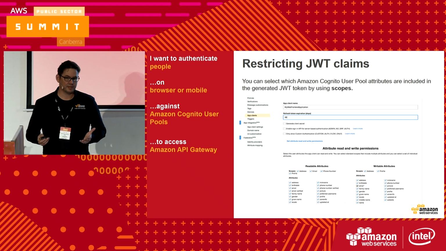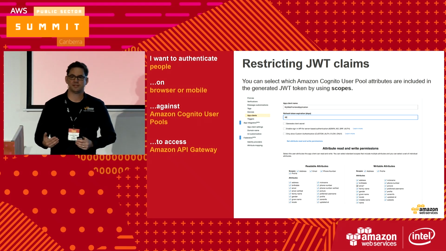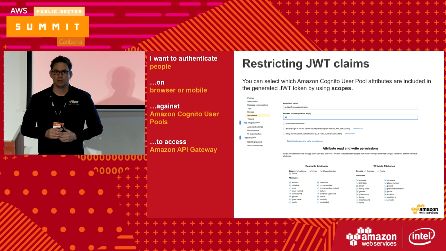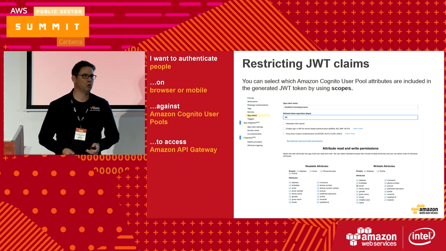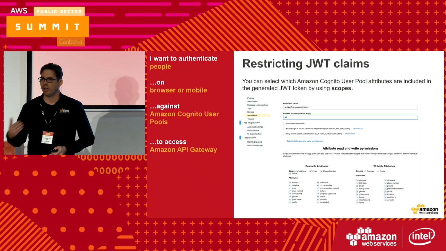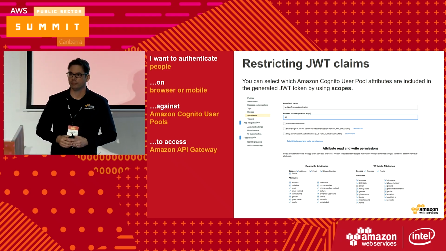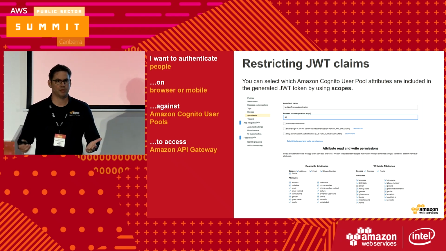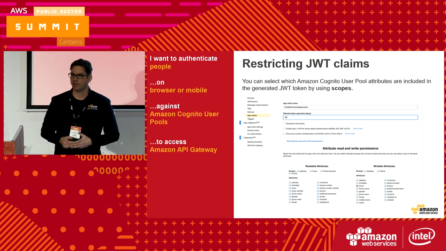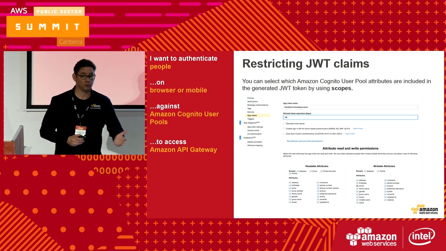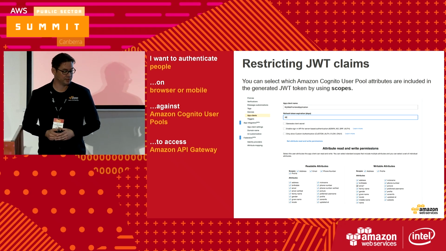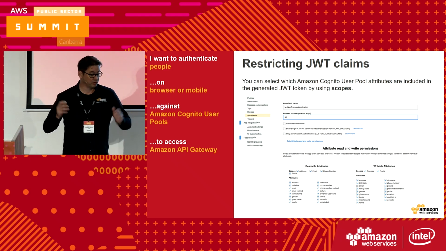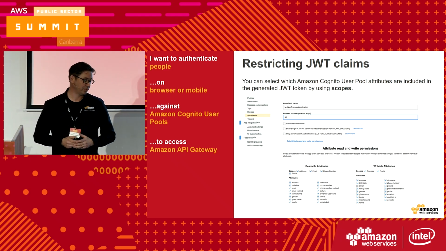You can customize on a per app basis what attributes get exposed in that JWT token. So you've got full control, depending on what your particular use case is, around what you're transmitting over the wire. So if your custom attributes for department, for example, aren't relevant to that particular use case, then you can choose not to include it. So you've got full control over that on a per application basis. And this is defined by creating what we deem scopes within your application configuration.